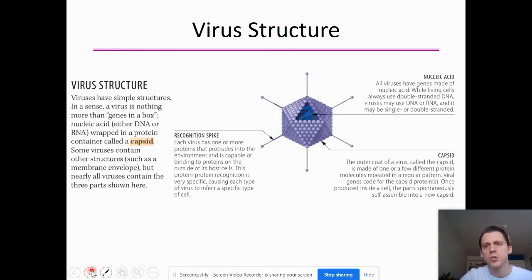So a virus structure is very simple. There is nucleic acid on the inside, either DNA or RNA, and then there is a capsid. This is like a protein coat surrounding it. And then there are recognition spikes. So these are proteins that protrude into the environment, and this is going to help them get inside their host cell.